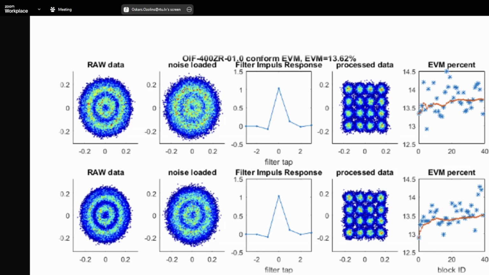You need to do noise loading because in a practical system your optical signal to noise ratio is going to be degraded over long distance. So you need to load the noise, so you see, okay, at the receiver how much degradation there will be.